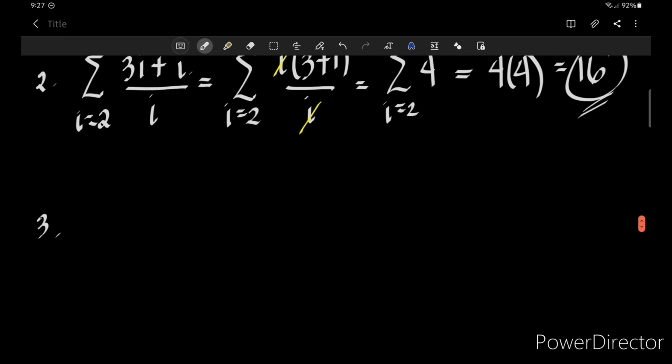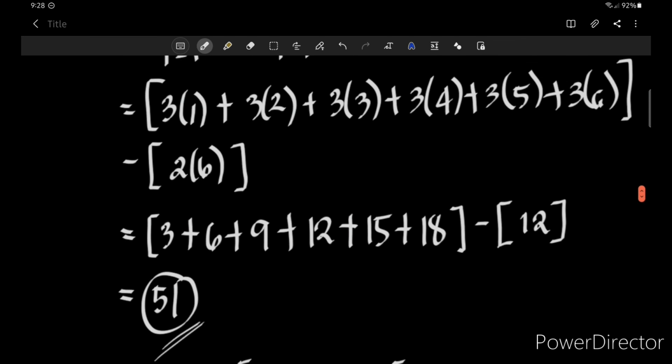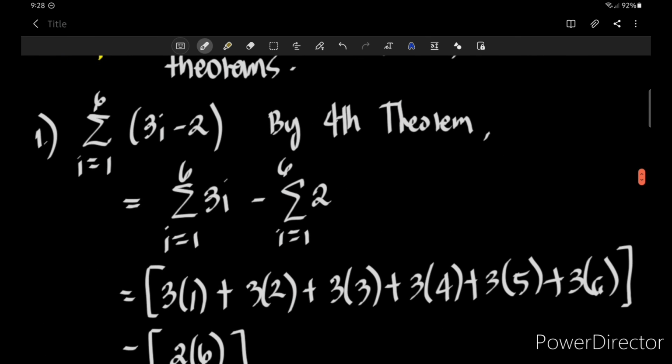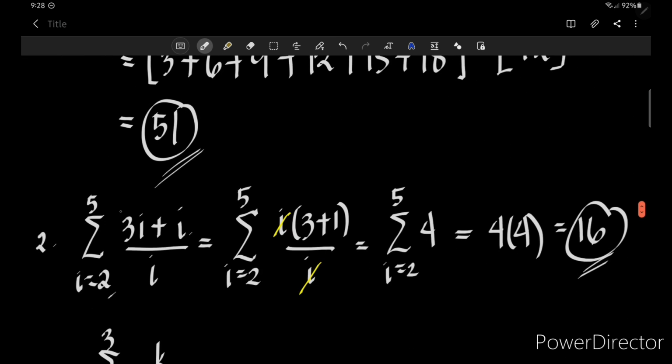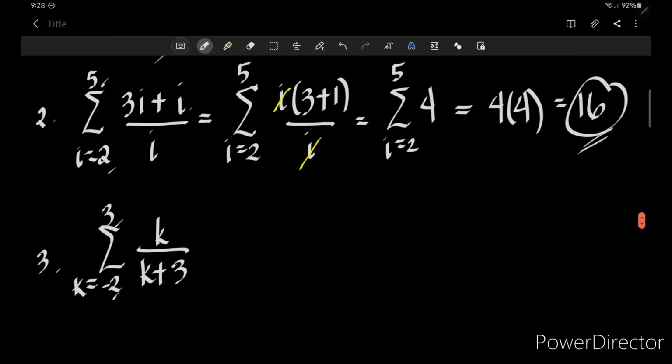Okay, let us have our last example. Let's say we have the summation of k over k plus 3, where k ranging from negative 2 to positive 3. Take note sa definition natin, sinabi natin yung lower limit is always less than or equal to our upper limit. Mapapansin natin sa ating mga examples, lagi mas mababa yung lower limit sa upper limit.